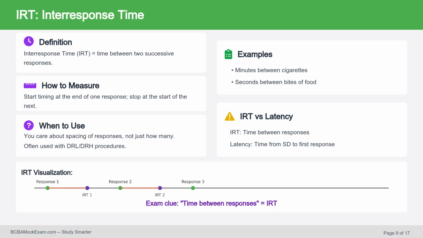IRT differs from latency. IRT is time between responses. Latency is time from the SD to the first response. Time between responses equals IRT. Time from instruction to first response equals latency.